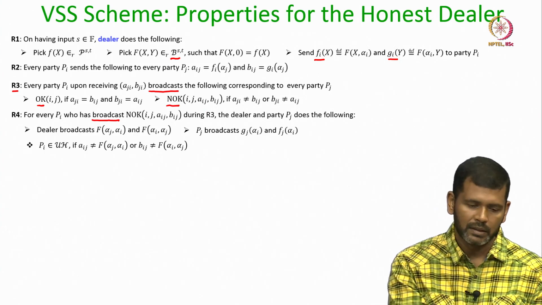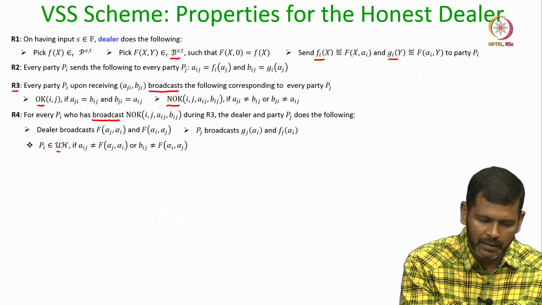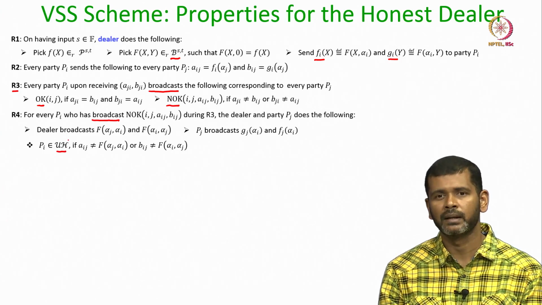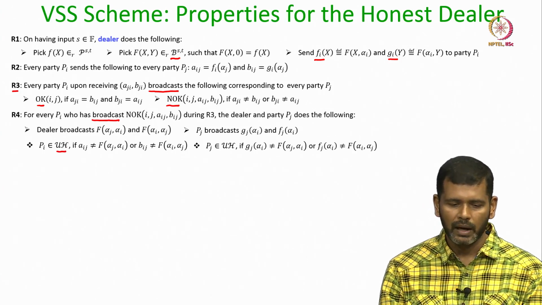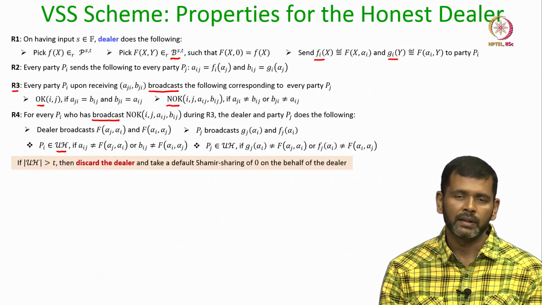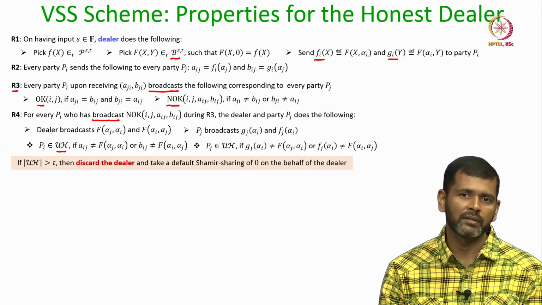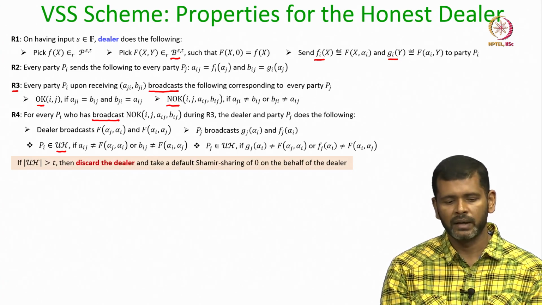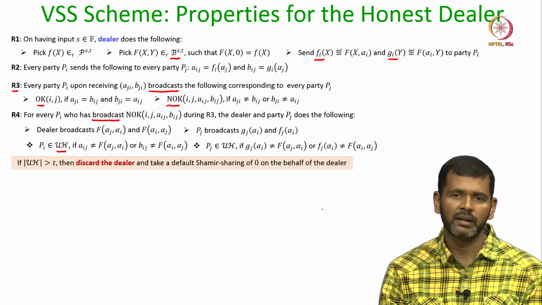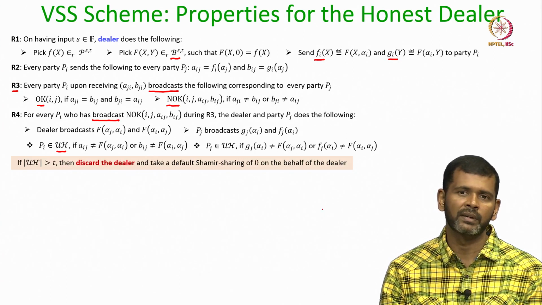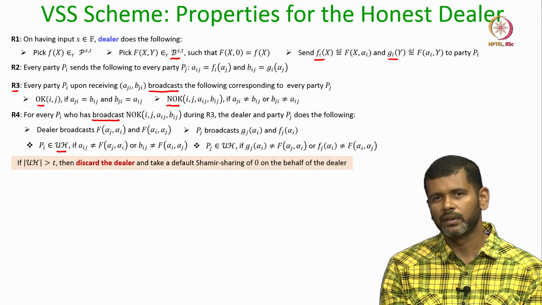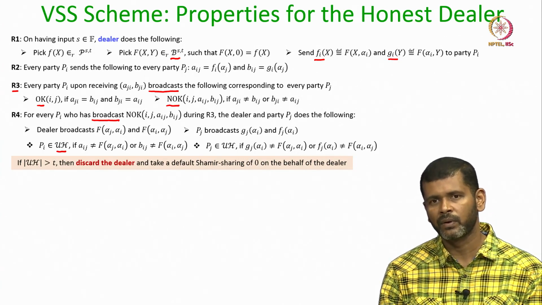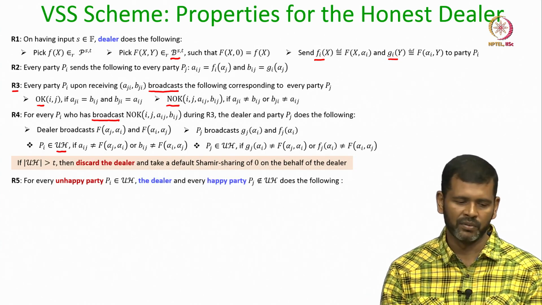Based on that, the parties publicly decide the set of happy and unhappy parties, and now if there are more than t unhappy parties, then we can show that the dealer is corrupt, and that is why it is safe to discard the dealer and terminate the sharing phase protocol with some default sharing of 0, where the shares of all the honest parties will be set to 0.